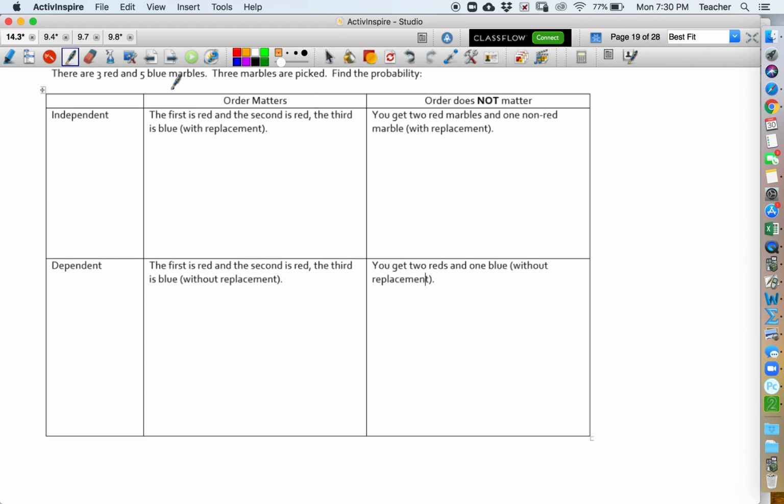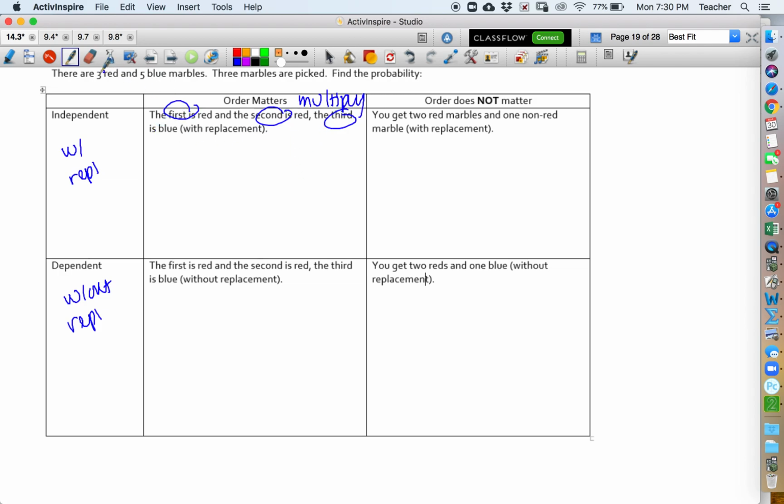Okay, so you have 3 red and 5 blue. Independent means it's with replacement. Dependent means without replacement. If the order matters, all you have to do is just multiply. That's all you need to remember. It says first, second, third.